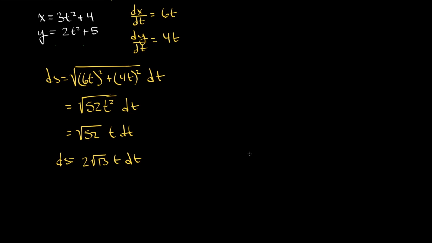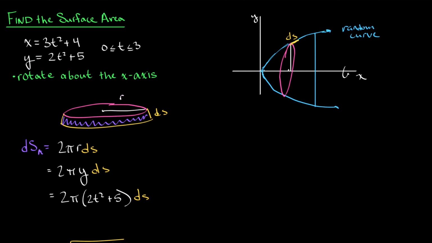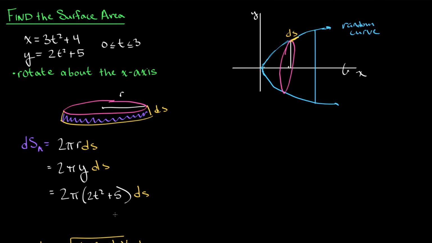And now we're going to take that and throw that into what we had. So let's see if we can remember that. 2 times the square root of 13 t dt. And then we'll fill in what we had earlier for the circumference of these vertical slices. So that's 2 pi times 2t squared plus 5. Now, all of this right here represents these tiny pieces of surface area. And finally, we can throw together a definite integral. So let's throw together a definite integral now and finish this guy off.